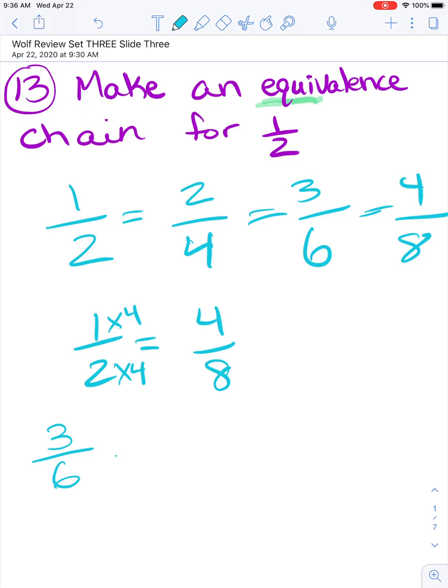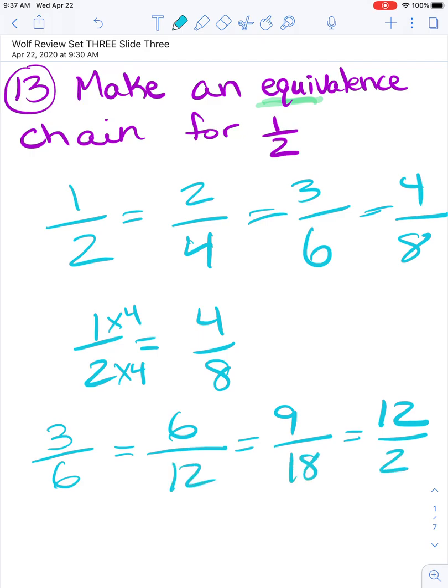Right now, pause your computer, and I want you to make an equivalence chain of 3 with the fraction 3/6. Go ahead and pause. Okay, now that you've done it, let's see if you did it right. Ready? Count by 3s: 3, 6, 9, 12. Count by 6s: 6, 12, 18, 24.